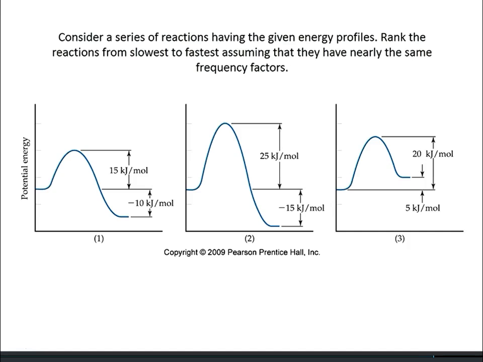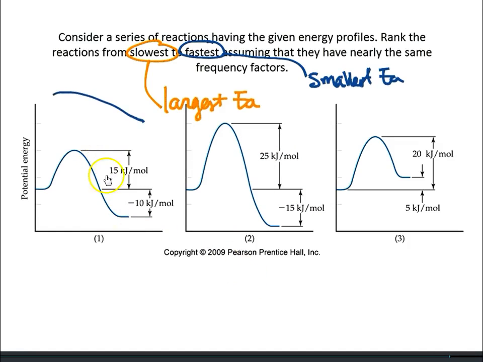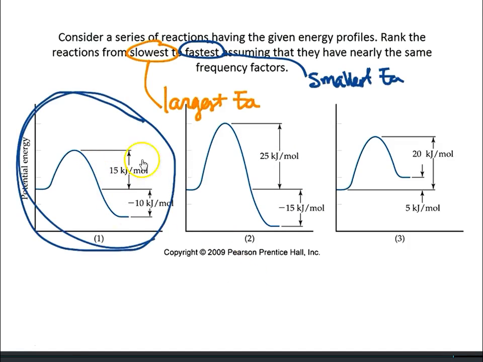Consider a series of reactions having the given energy profiles. Rank the reactions from slowest to fastest, assuming they have nearly the same frequency factors. So here, remember that the slow reaction is going to have a big hill, a large activation energy, and a fast reaction is going to have a small hill, or a small energy of activation. So the slowest is the biggest hill, which appears to be 25 kilojoules per mole. And the fastest is going to have the smallest activation energy, which appears to be number 1. The slowest one is going to be number 2.